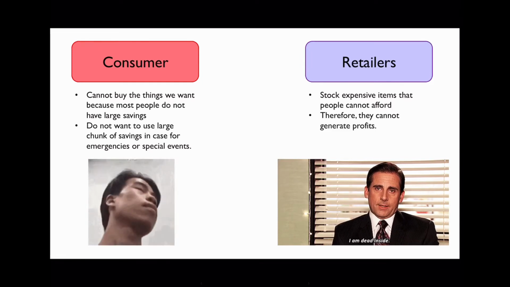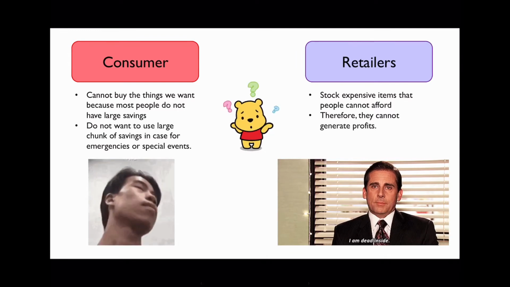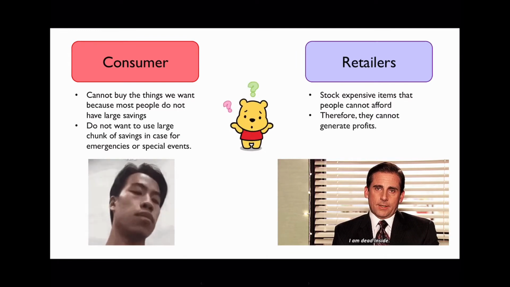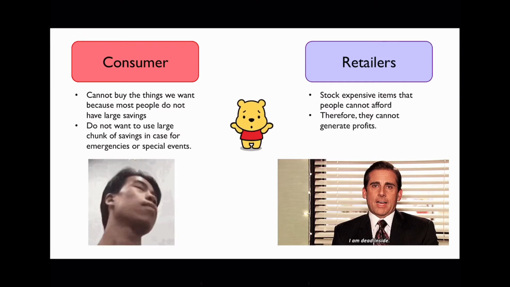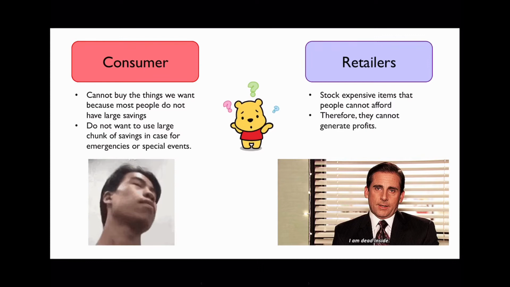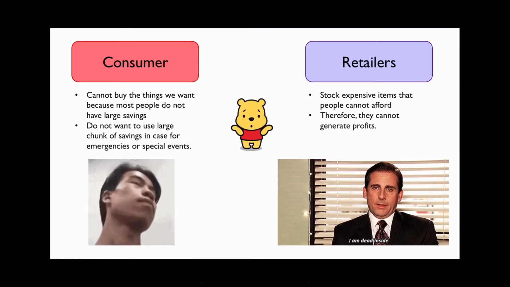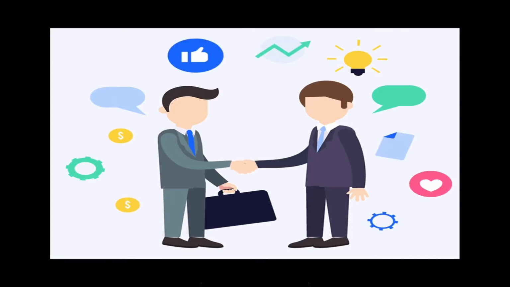So what can we do in order to benefit both the consumers as well as the retailers? The consumers want to have the product, they want to have the expensive TV, and the retailers want to be able to sell it. And the way that they do that is by something referred to as buying on terms. So let me explain what buying on terms means.